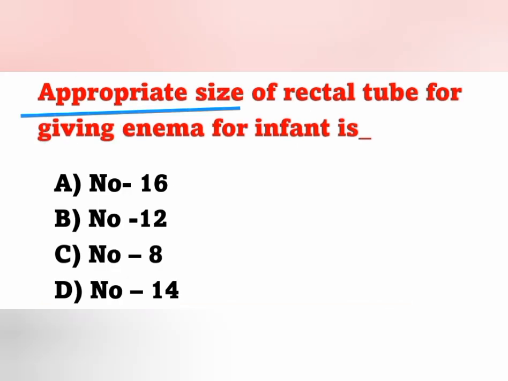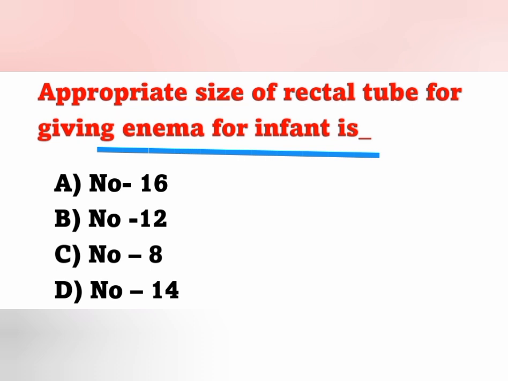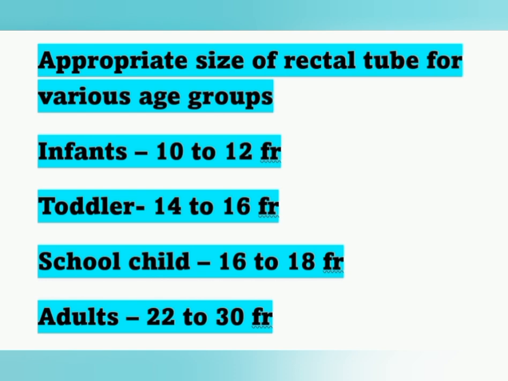Appropriate size of rectal tube for giving enema for infant is. Option A, number 16. Option B, number 12. Option C, number 8. Option D, number 14. Question is, which size of rectal tube is used for giving enema in case of infant? So here we have to know the various sizes of rectal tube, then we can answer this question easily.